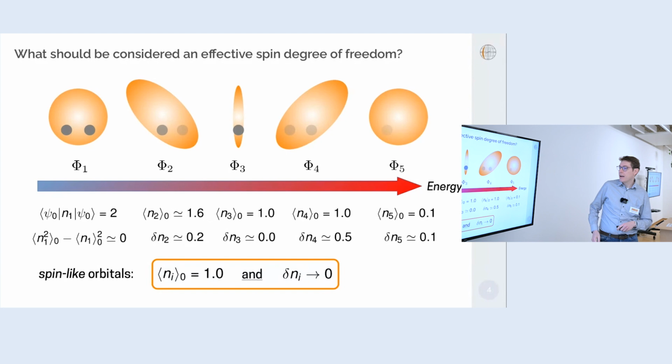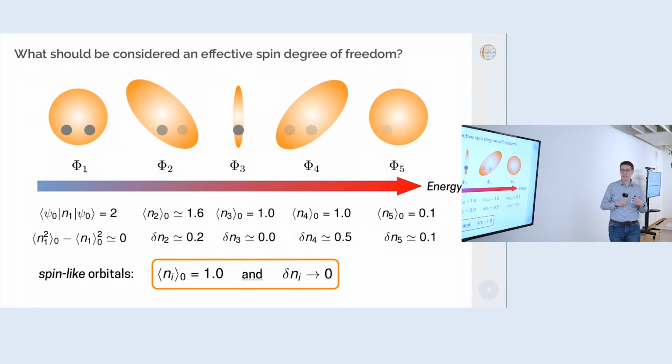But then we might also have orbitals like this one, where we have an expectation value of 1, but that is because, let's say in the ground state, it's a Slater determinant that has contributions from Slater determinants where we have double occupation, where we have no occupation in the orbital, and where we have single occupation. So on average, there is one electron in this orbital in the ground state, but the fluctuation is rather high. So treating this orbital as an effective spin degree of freedom is just not reasonable.